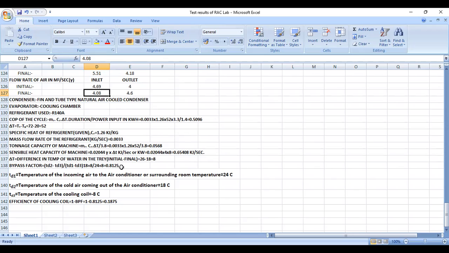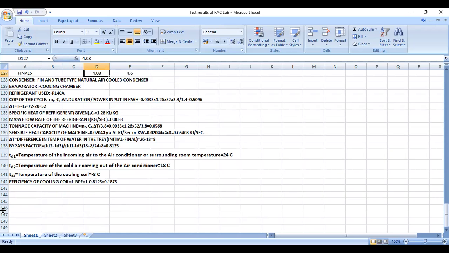The bypass factor becomes 0.8125. TD1, the temperature of the incoming air to the air conditioner, the surrounding room temperature, is 14 degrees centigrade. The temperature of the cold air coming out of the refrigeration unit, the temperature of the cooling coil, is 8 degrees centigrade. The efficiency of the cooling coil is 1 minus BPF, which is equal to 0.1875.